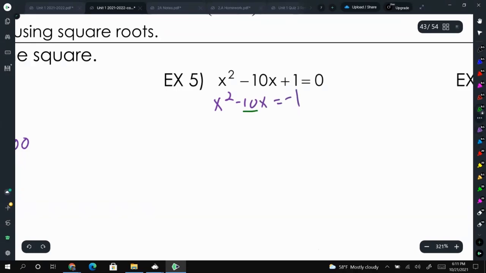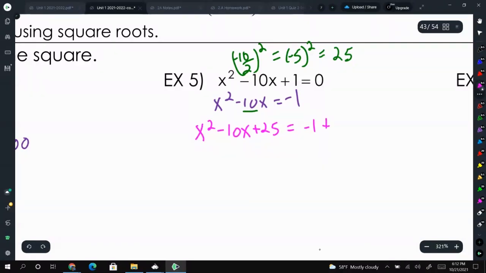So then I take that b value of negative 10 divided by 2 and square it. So then we get negative 5 squared, which is 25. So we're going to add 25 to both sides. The left side is going to become x minus 5 squared equals 24, as we get when we factor that.